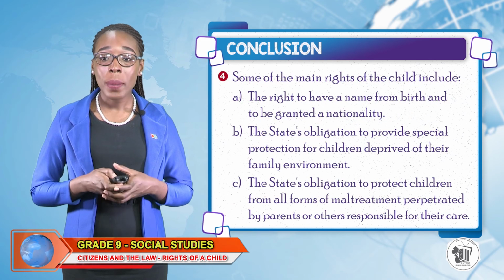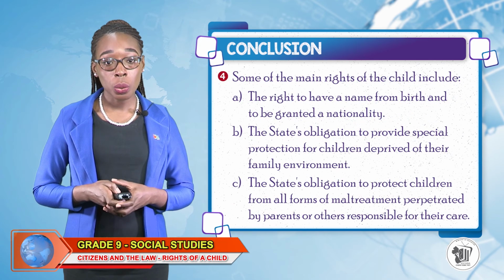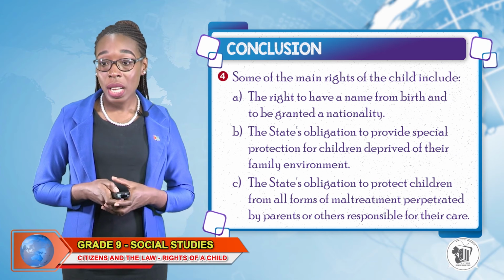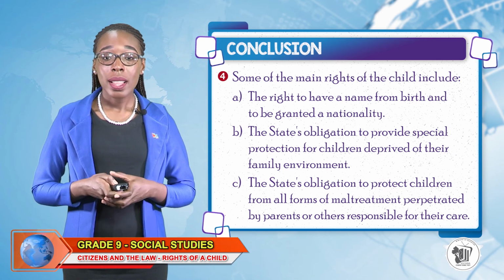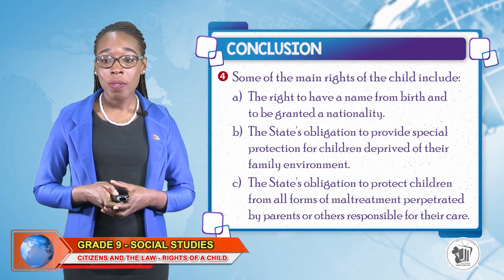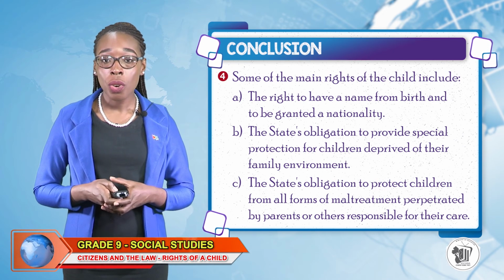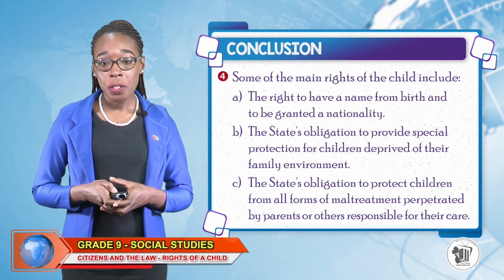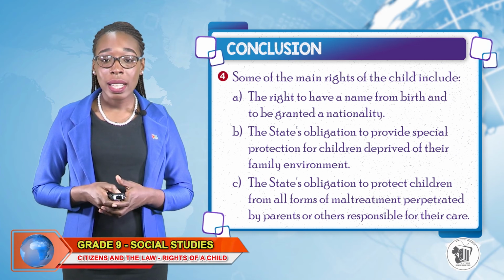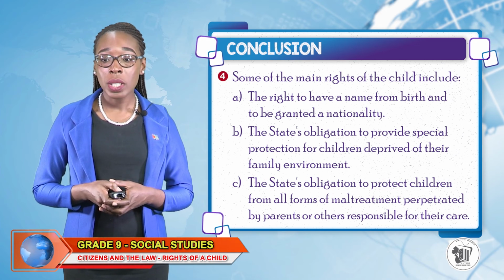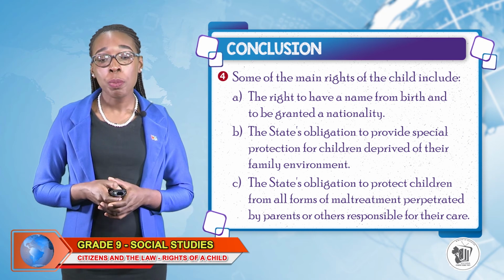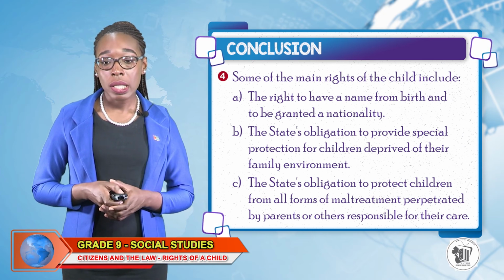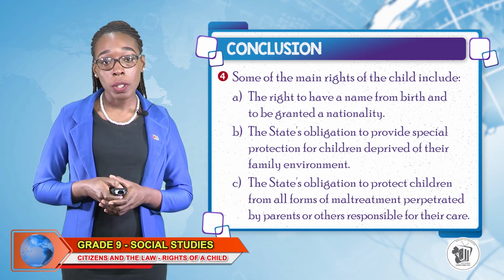Some of the main rights of the child include: A, the right to have a name from birth and to be granted a nationality. B, the state's obligation to provide special protection for children deprived of their family environment. And C, the state's obligation to protect children from all forms of maltreatment perpetrated by parents or others responsible for their care.